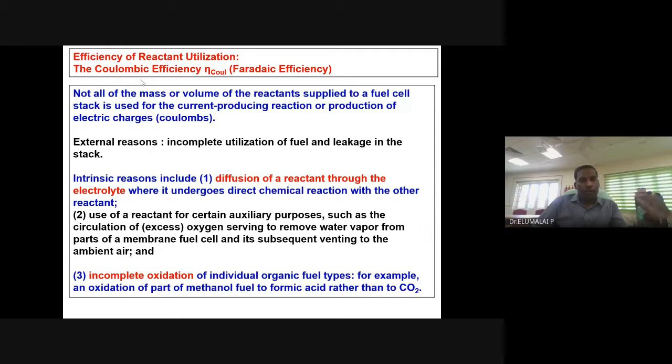Then the fuel that is supplied need not be only converted into the potential. There is fuel that is utilized for powering a compressor, maybe a water management unit, thermal management unit, etc. So not all the fuel that is fed will get oxidized. Forget about leakage and all those things.